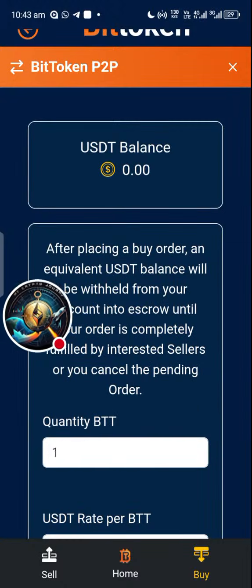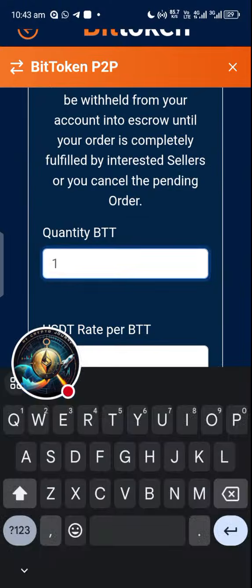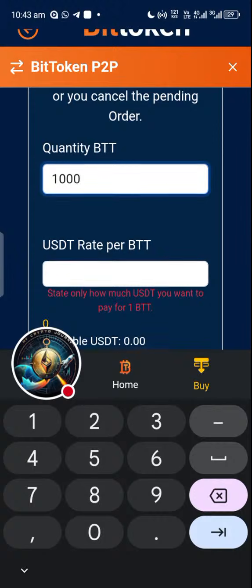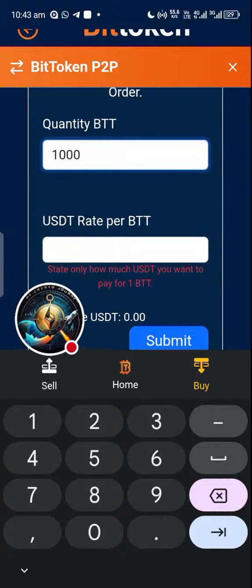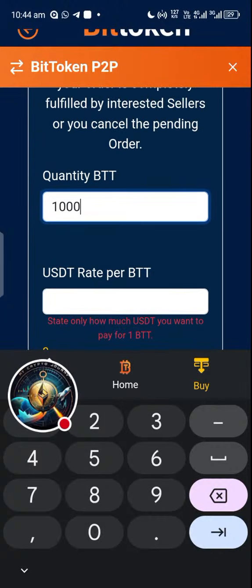All right, quantity. So now you are going to fill in the quantity of BITTOKEN you intend to buy. All right. Let's say, for example, you want to buy 1,000 BITTOKEN. So for 1,000 BITTOKEN, you must have at least more than $10 in your wallet, because the buying rate is different from the selling rate. So the buying rate should be around 0.011. So you need to have at least $11 to $12.